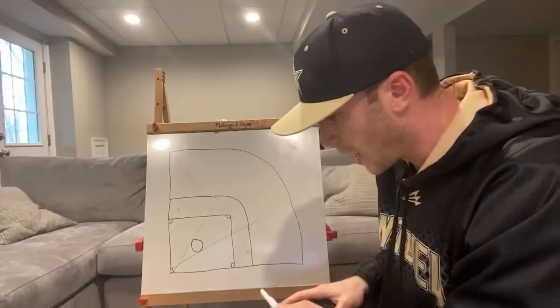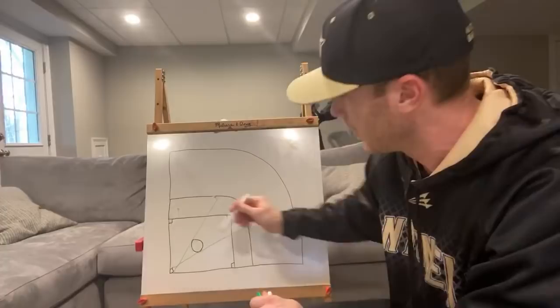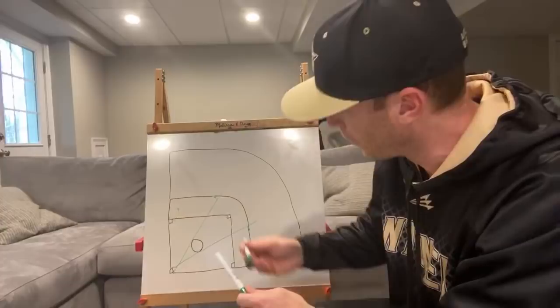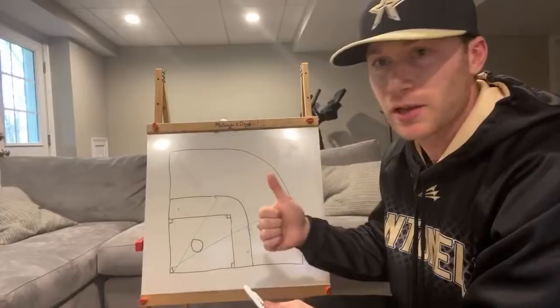All right, now it does depend if it's a bunting situation, right? If it's a guy that can really run, then you're probably going to be right in here on the edge of the grass. One of the things when it comes to being a third baseman is understanding the game situation, the speed of the runner, and knowing if I should be in on a bunt or not.